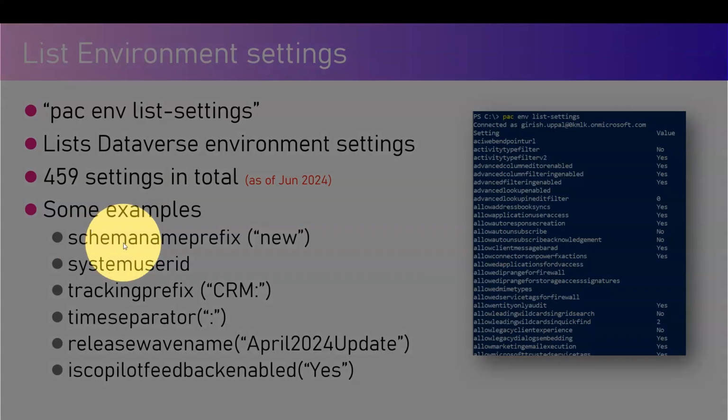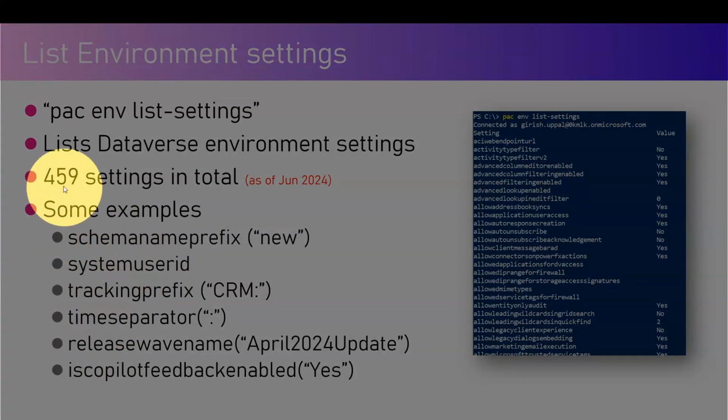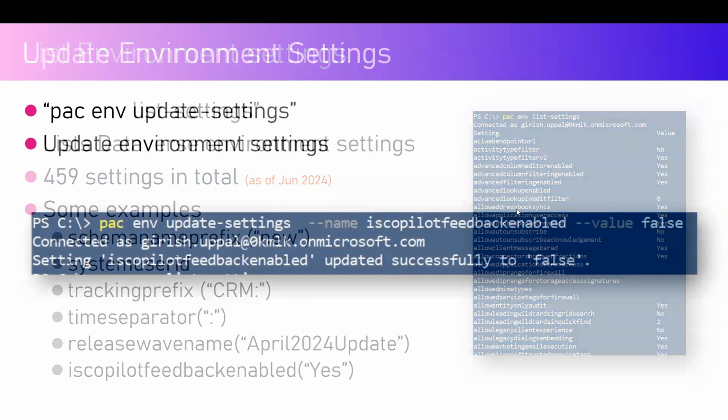Like this, we have system user ID, tracking prefix, which is like crm colon something. I can make that change from here, and then that change will be propagated in the settings area. Similarly, I can have time separator, release wave name, Copilot feedback enabled. These are some of the settings which I have just listed. I've listed 6 settings over here, but there are 459 settings in all. This screenshot shows some of the settings available within your specific Power Platform environment.